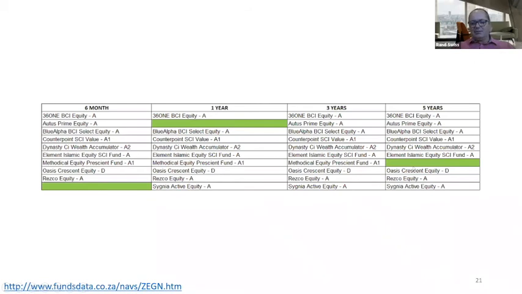Methodical, this specific fund didn't exist five years ago. It was just outside of the five year. It's been really doing well all the way through. So would it be fair to drop it out just because it wasn't in the five? And I said, kind of no.